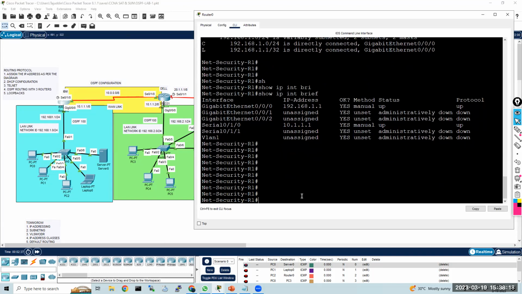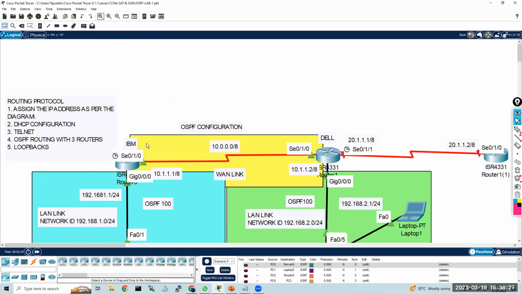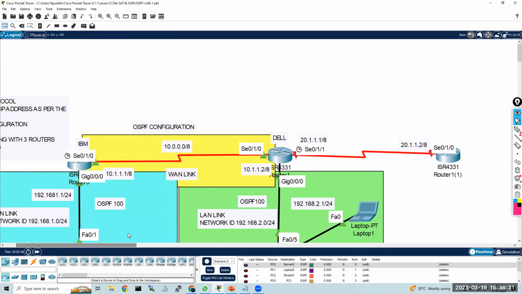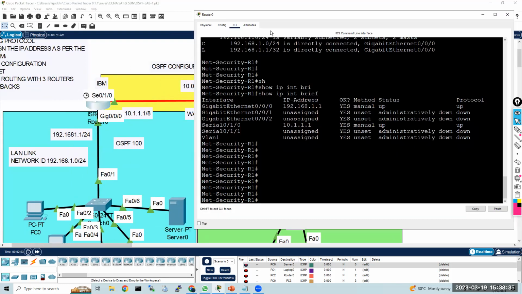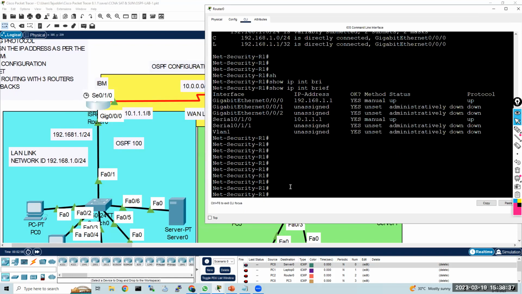Guys, all of you there, right? Yes, we are. Yes, sir. Yeah, so let's configure the OSPF now. Let me make this topology bigger. Okay, now we are able to see the screen, right?